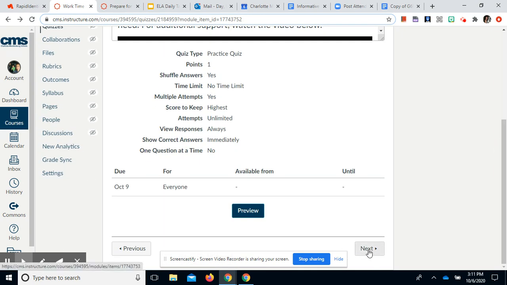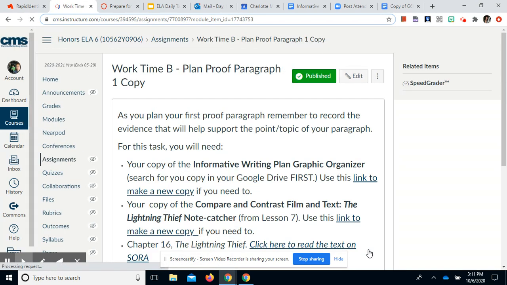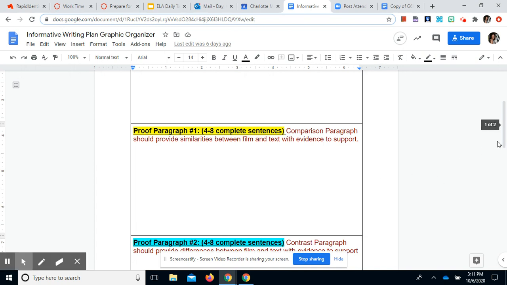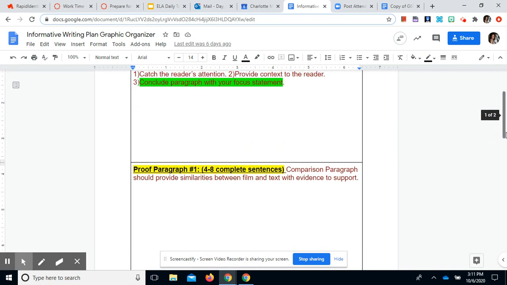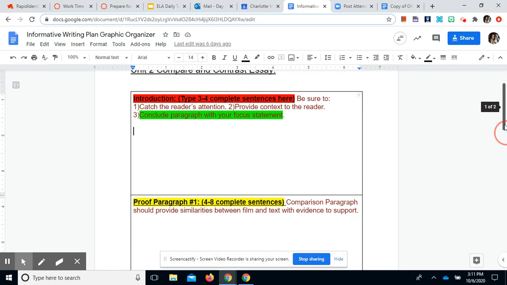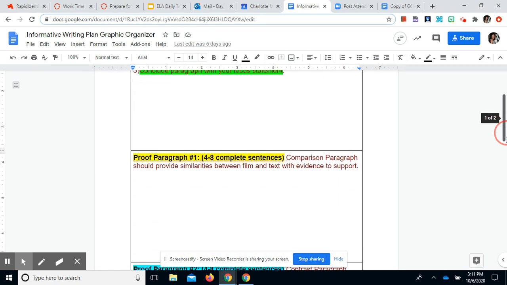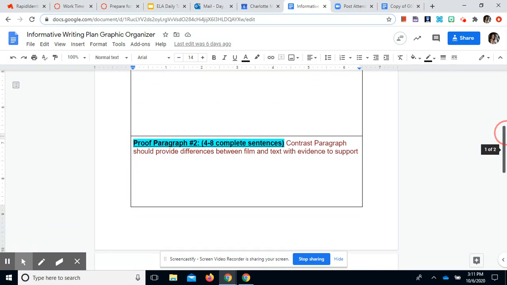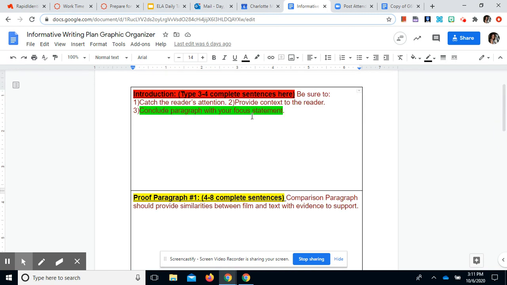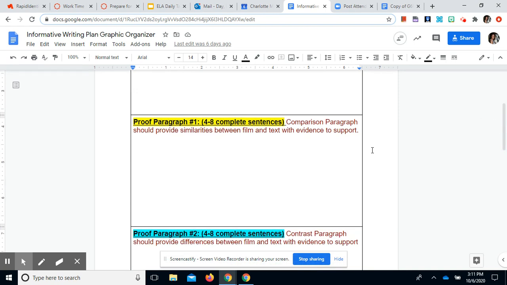We also then get into the work of the proof paragraph. So yesterday we made a copy of this graphic organizer that you will use to write this entire essay. The essay is 4 paragraphs long. We have 4 boxes: 1, introduction, 2, proof paragraph 1, 3, proof paragraph 2, and the conclusion. Yesterday we worked on the introduction paragraph. Today we are all about the proof paragraph 1, which is about similarities.